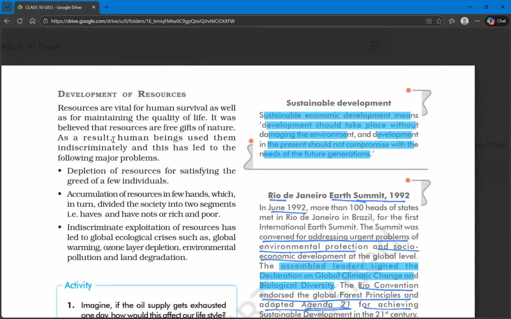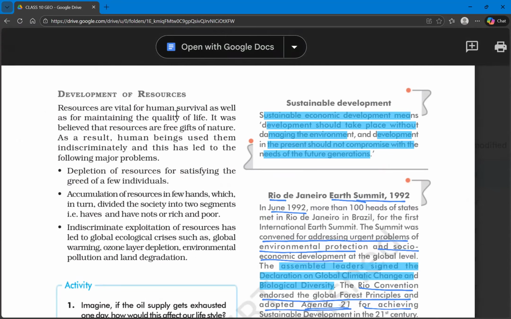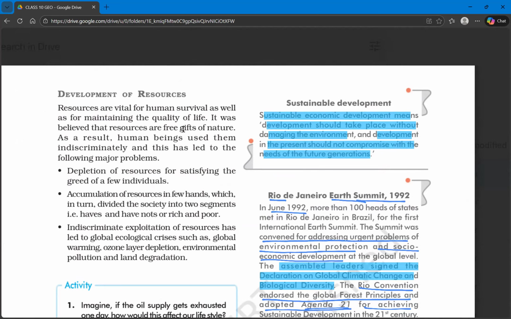The next topic is development of resources. Resources are vital for human survival as well as for maintaining the quality of life. It was believed that resources are free gifts of nature. As a result, human beings used them indiscriminately. This has led to the following major problems.